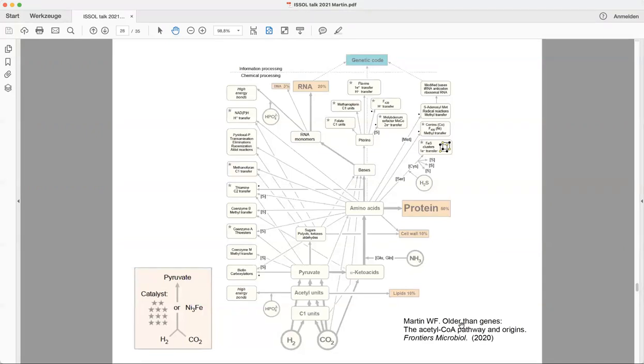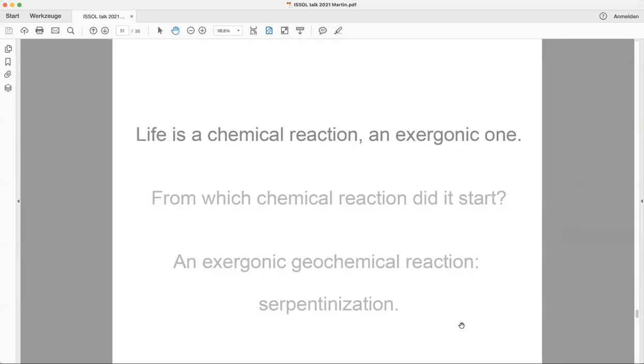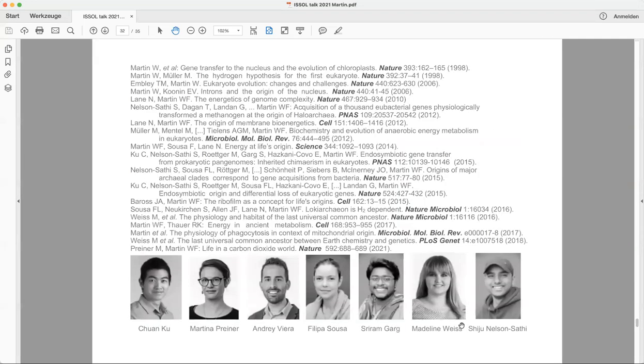Two more slides. Now would be a good time to wrap up. Okay, 2 more slides. We're not going to do the movie. So life is a chemical reaction, an exergonic one. From which reaction did it start? It started from serpentinization.